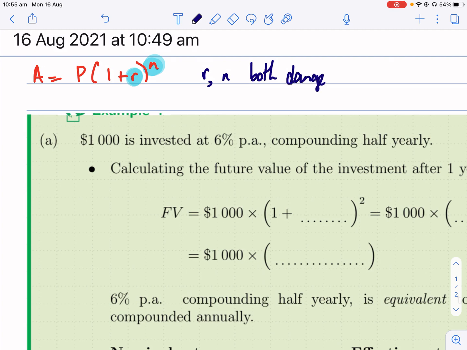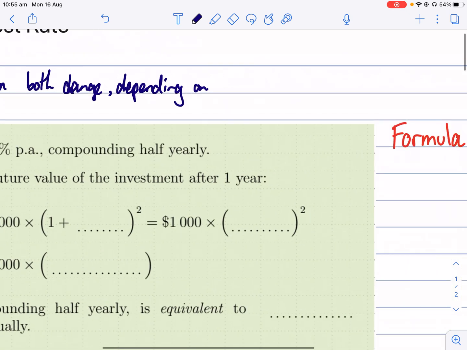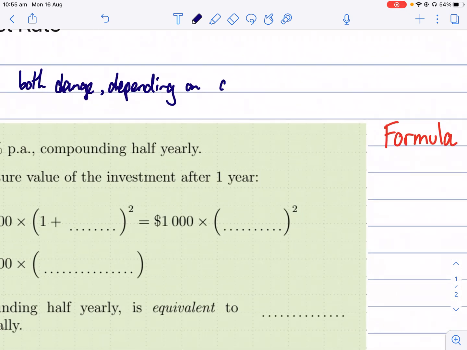I spelled change wrong. Oh, I'm not an English teacher. Depending on compounding periods.